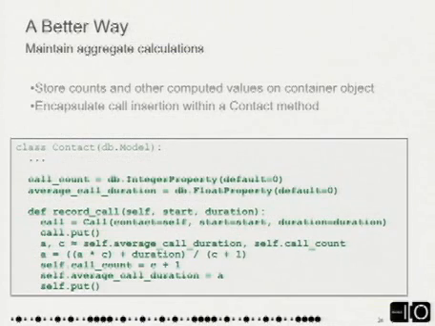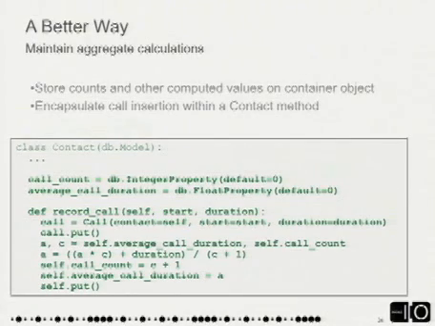You need to maintain your aggregate calculations as you build your model. The best way to do that is to build helper functions to guard when you create and manipulate objects in your model. So, in this case, we're going to go back to contact, and we're going to add 2 more attributes. We're going to add the call count, which is going to be an integer property, and we're going to add the average call duration, which is going to be a float property.